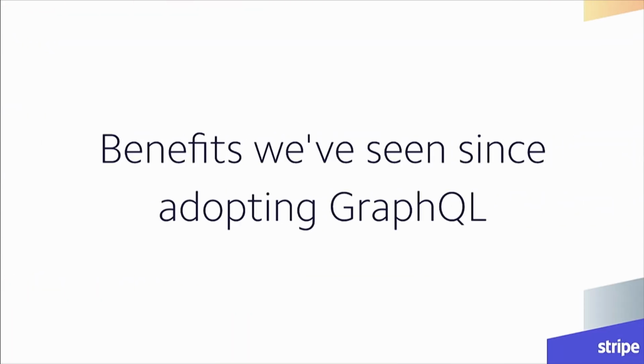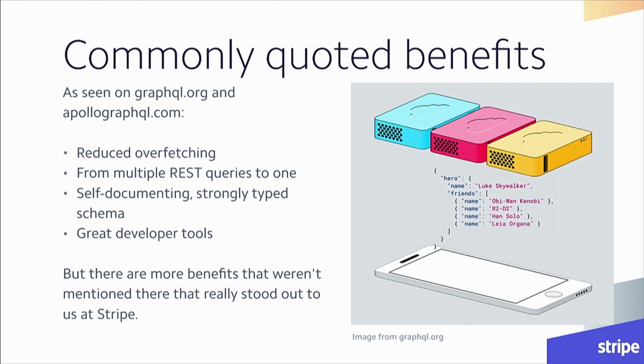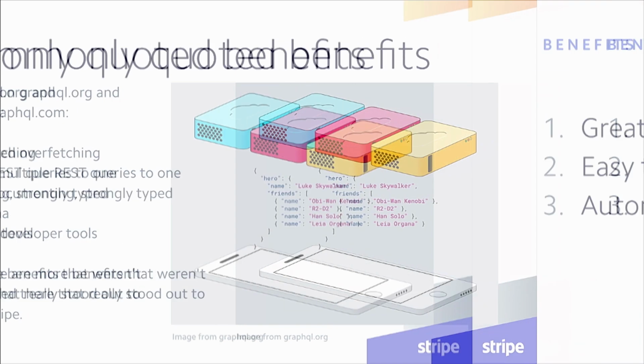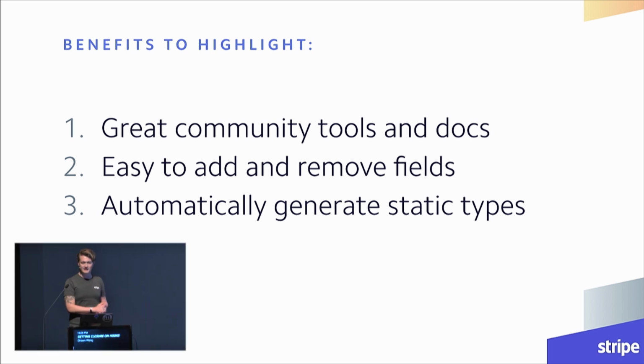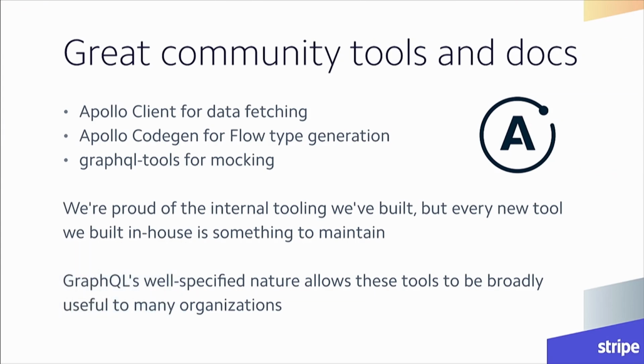Next, I want to talk about just the benefits we've seen from adopting GraphQL. So if you've ever read about GraphQL or if you've ever seen a video, you see these common benefits, which we absolutely agree with. These are fantastic: reduced overfetching, not having too many queries to worry about. But I want to talk more about what we at Stripe have really found beneficial about using GraphQL at scale, which can be summed up as great tools and community, easily adding stuff, and those static types.